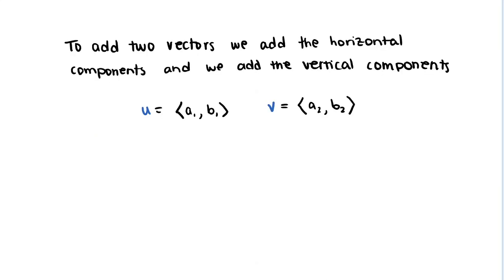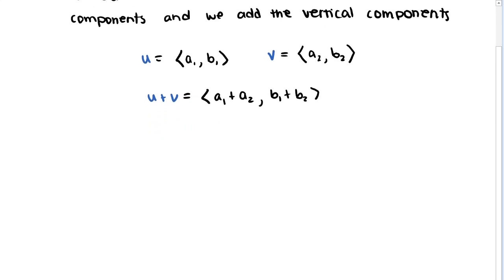Okay, and so how do we add two vectors that are in component form? Well, it's exactly what you expect. We take the vertical components and add them together, and we take the horizontal components and add them together. So if I have vectors u and v with horizontal components a1 and a2, I just add those together, and their vertical components are b1 and b2 respectively. I just add their vertical components together to get the vector u plus v.